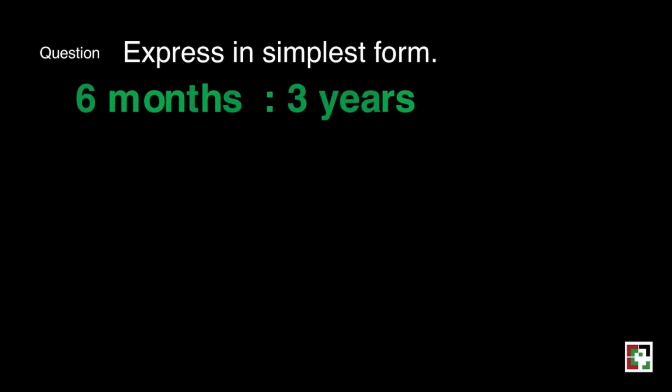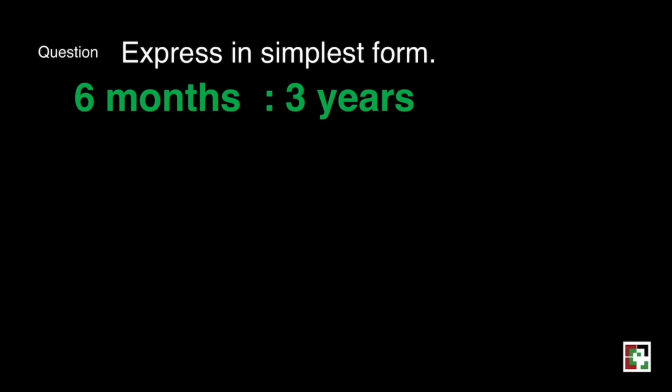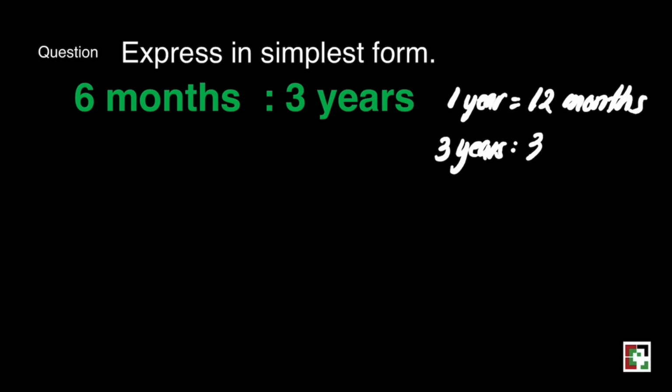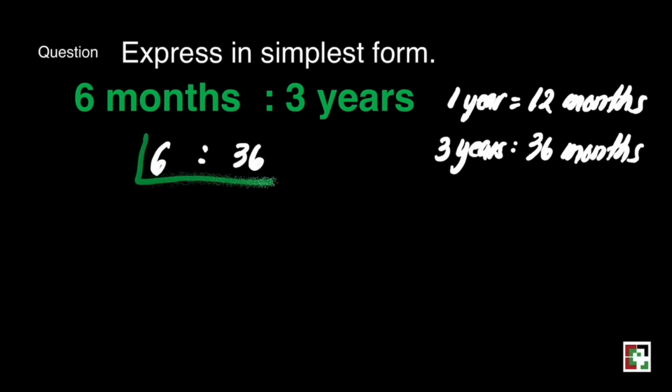We have another example. 6 months is to 3 years. They have different labels, so we have to change years into months. So 1 year is equal to 12 months, and 3 years is equal to 36 months. Our new ratio is 6 months is to 36 months. We can divide these two numbers by 6. 6 divided by 6 is 1, and 36 divided by 6 is equal to 6. Our simplest form for 6 months is to 3 years is 1:6.